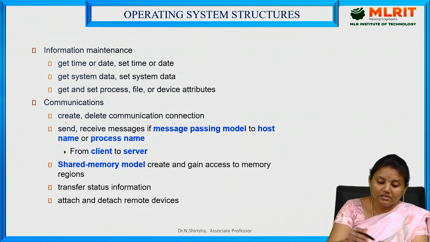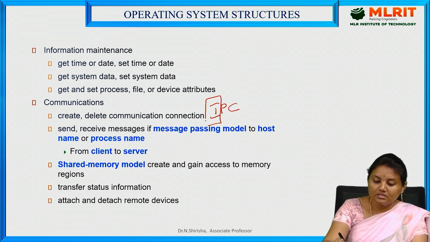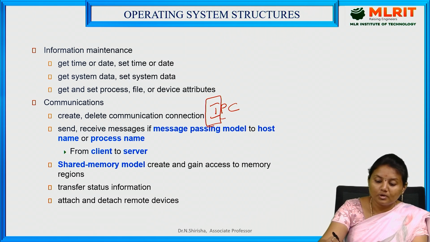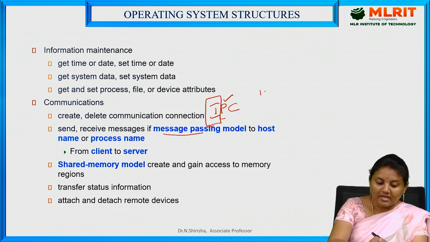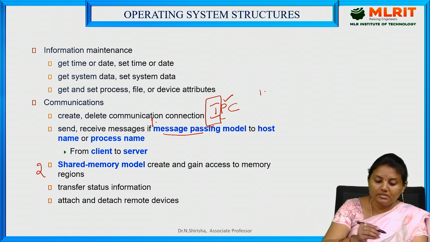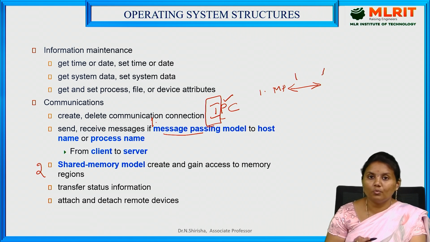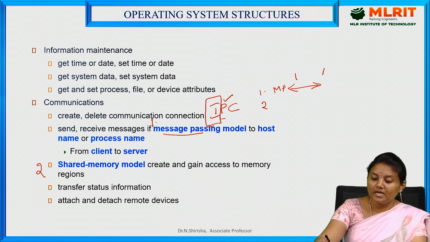Communication, as I told you, is inter-process communication, where processes communicate with each other remotely. This process communication can happen in 2 ways: one is message passing and the second is shared memory. Message passing is always 1-to-1. 1-to-1 means, say, WhatsApp. If you are sending a message to a single contact, that is 1-to-1 message passing communication.